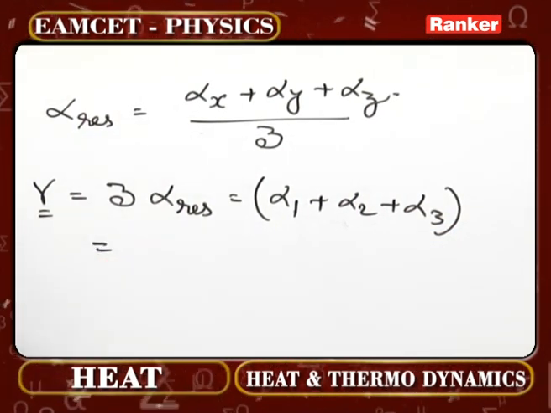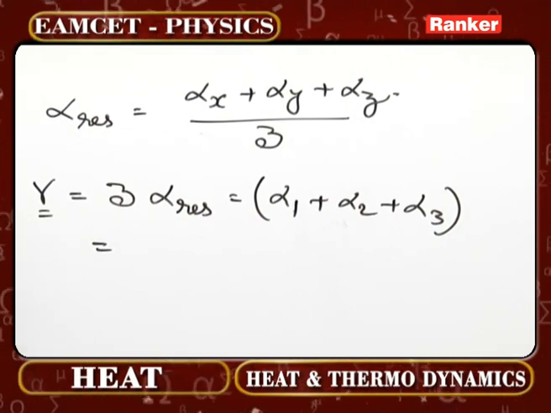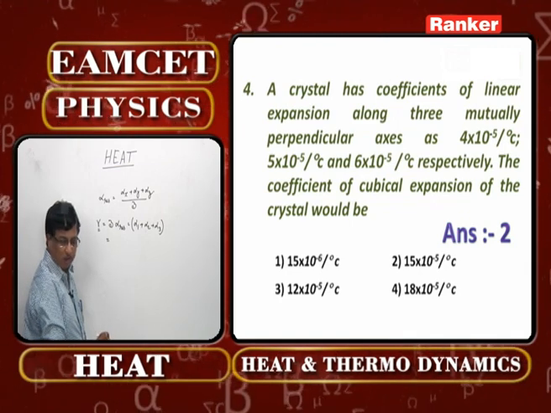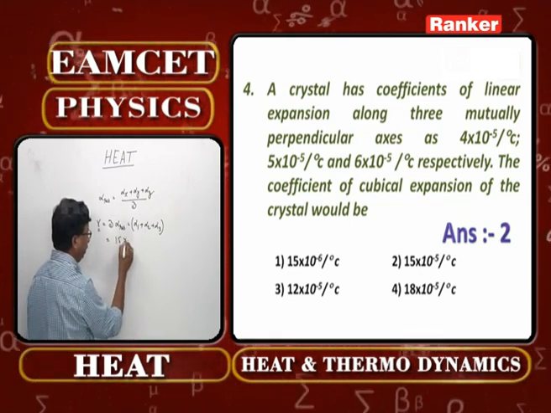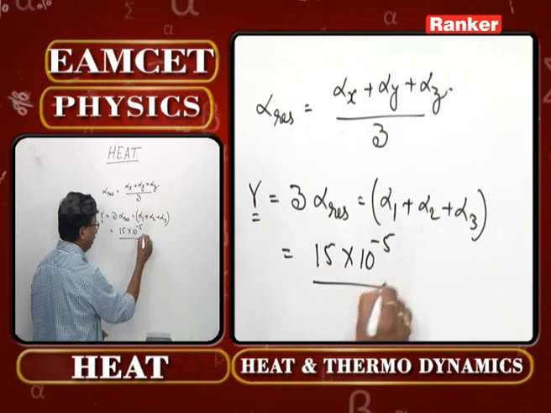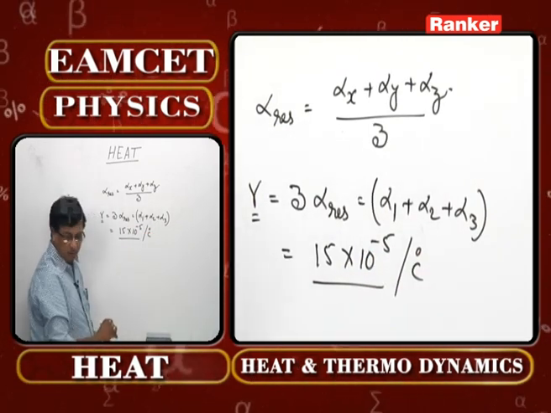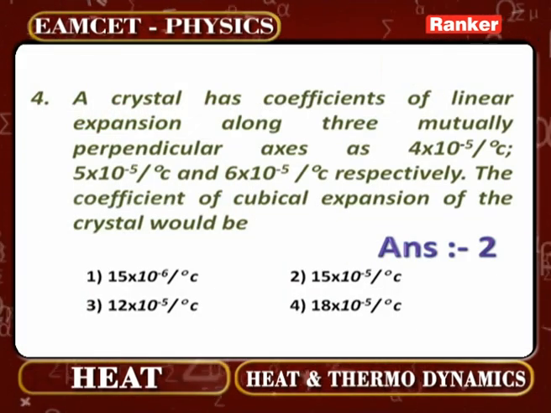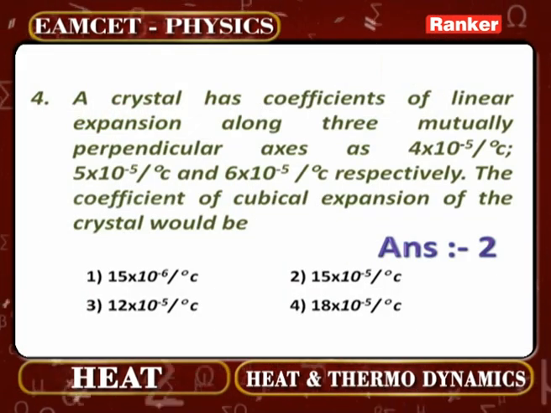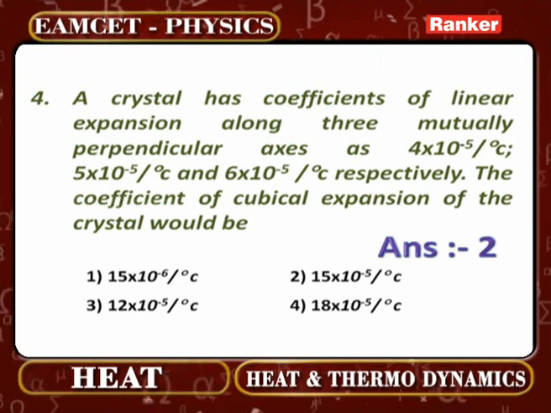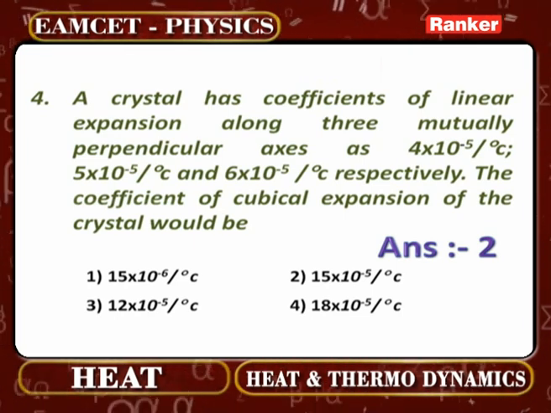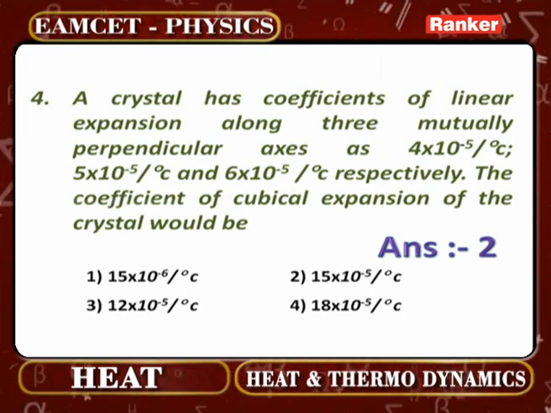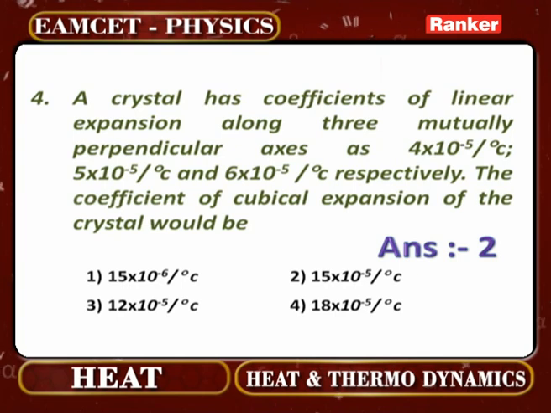What are the values given? 4 into 10 power minus 5 plus 5 into 10 power minus 5 plus 6 into 10 power minus 5. 6 plus 4, 10; 10 plus 5, 15 into 10 to the power minus 5 per degree centigrade. So what is the correct option over there? 15 into 10 power minus 5, so the second option is the correct option. Don't be misled once again: the first option says 15 into 10 power minus 6, but we are getting 10 power minus 5. Therefore, the second option is the correct option for question number 4.